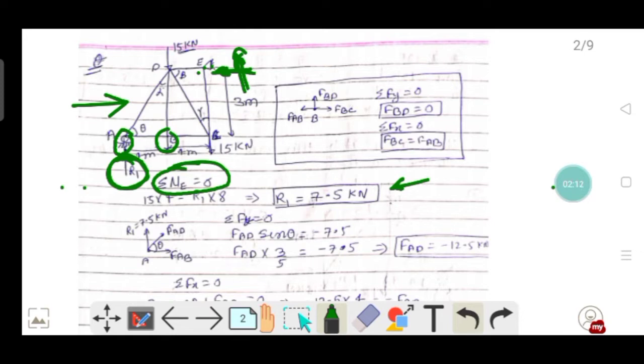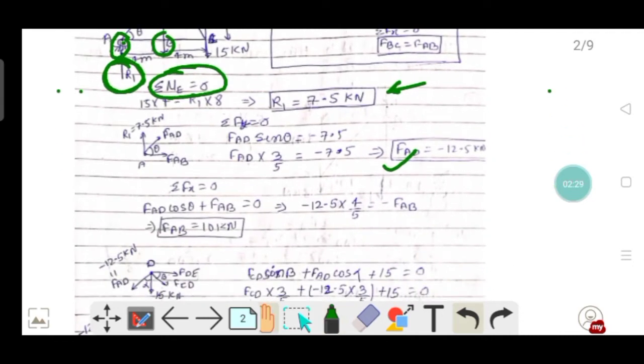Now we draw the FBD of joint A. From there we get the values of FAD and FAB. How do we calculate this? Just by equating summation of Fx equal to 0 and summation of Fy equal to 0. By considering these equilibrium equations, we find the member forces FAD and FAB.